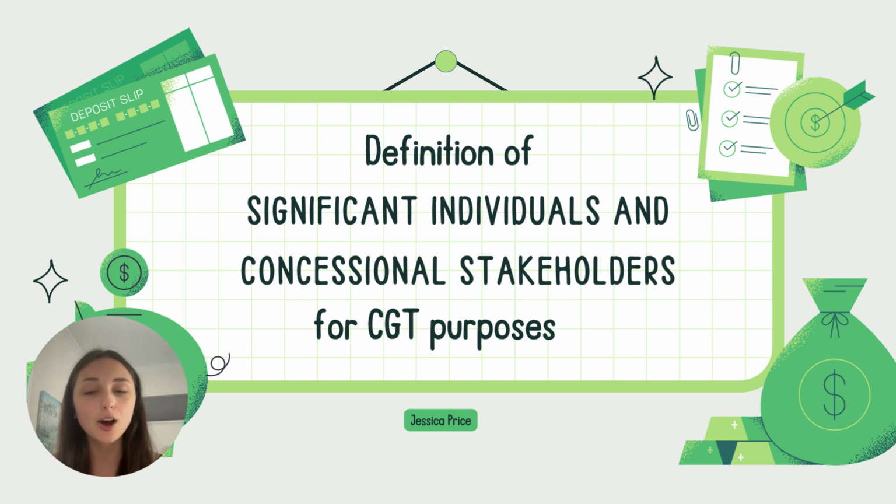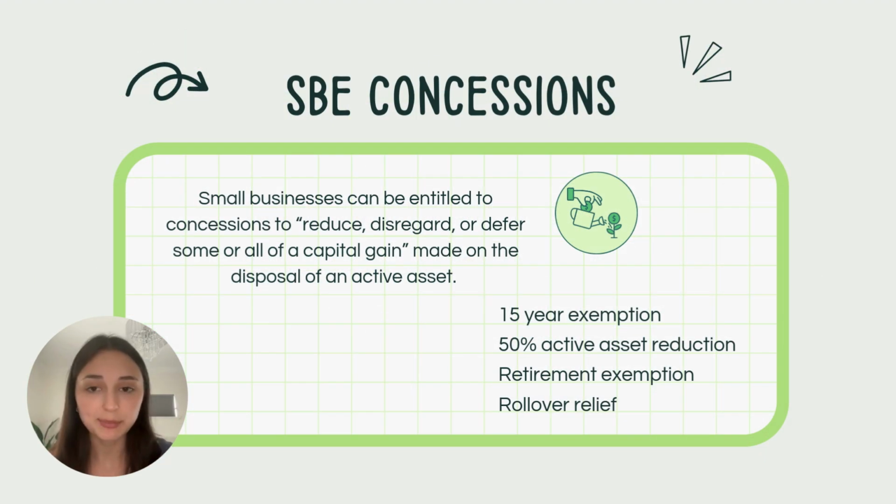Hi, today I'll be presenting on the definition of significant individuals and concessional stakeholders for CGT purposes. Small businesses can be entitled to concessions which allow them to reduce, disregard, or defer some or all of a capital gain made on the disposal of an active asset.